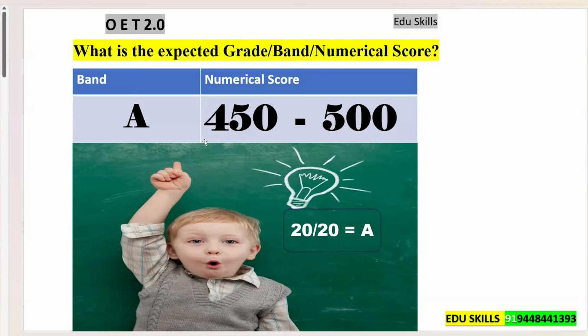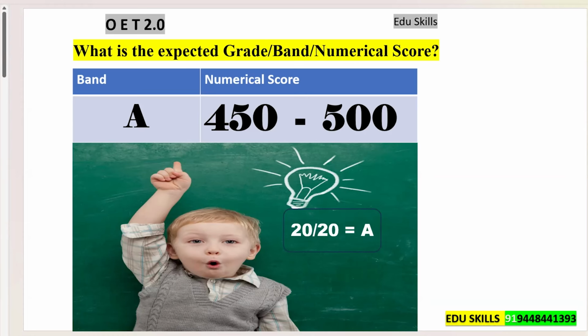That means for getting an A grade in your reading subtest, you need to score 20 out of 20 in reading part A, according to us. Because this part is very easy, and we have 15 minutes. It won't take 15 minutes if you know the strategies and tips that we follow in EduSkills International.